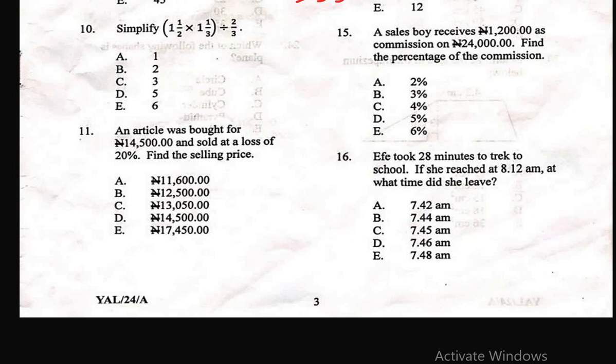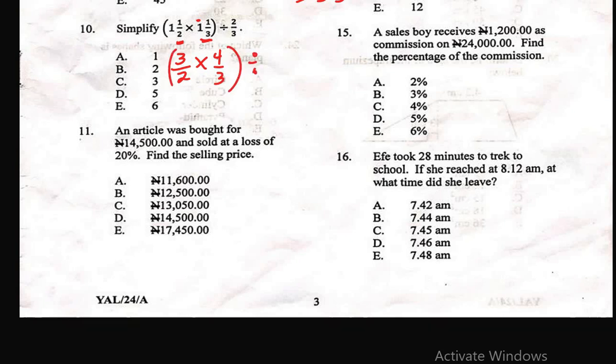Question 10, we have simplify bracket one whole number 1 out of 2 times one whole number 1 over 3, close bracket, divide by 2 out of 3. We must solve for what we have in the bracket first. So the first thing we need to do is to change each of the fractions in the bracket to improper fraction. 2 times 1 is 2 plus 1, 3 over 2 times 3 times the one whole number, 3 plus 1, 4 over 3. I've changed everything to improper fraction.